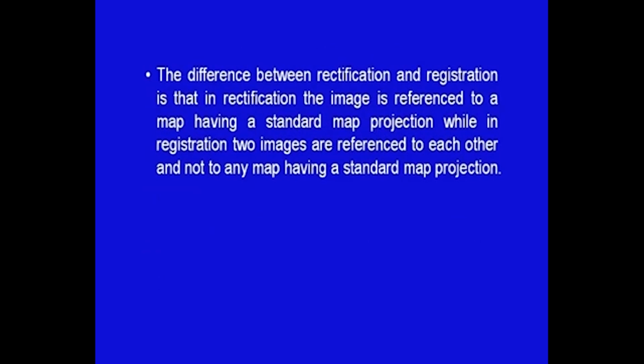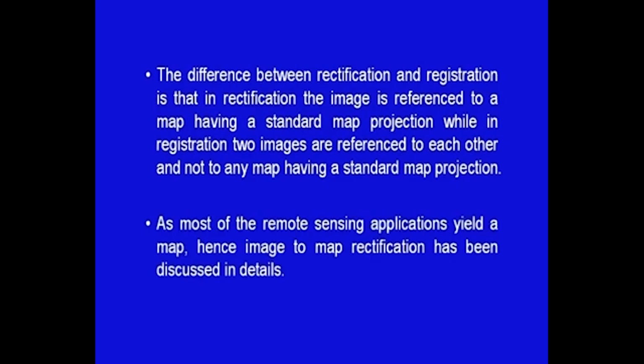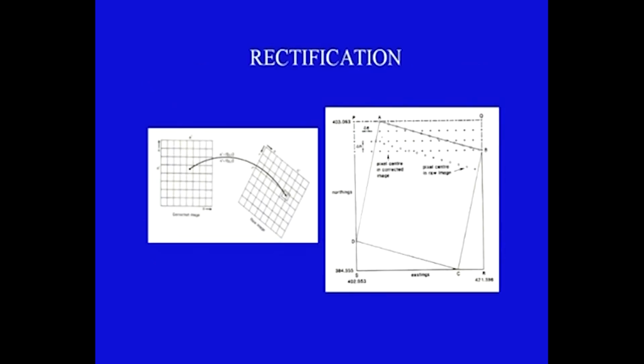The difference between rectification and registration is that in rectification the image is referenced to a map having a standard map projection, while in registration two images are referenced to each other and do not have any map having a standard map projection. As most of the remote sensing applications yield a map, hence image to map rectification has been discussed in detail. This particular slide illustrates the procedure of rectification which actually has to be carried out.